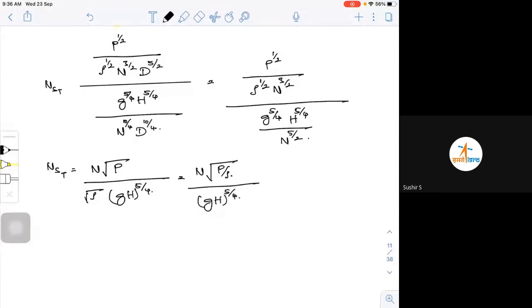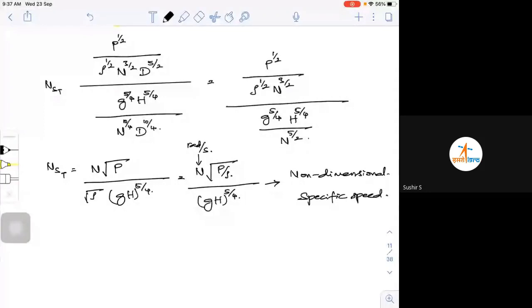So, when you have this particular thing, this is called the non-dimensional specific speed for a turbine, that is NST, the non-dimensional specific speed of a turbine. For this non-dimensional specific speed, this value of n should be in radians per second.